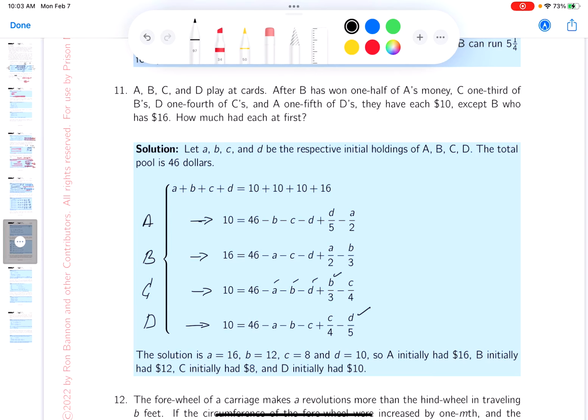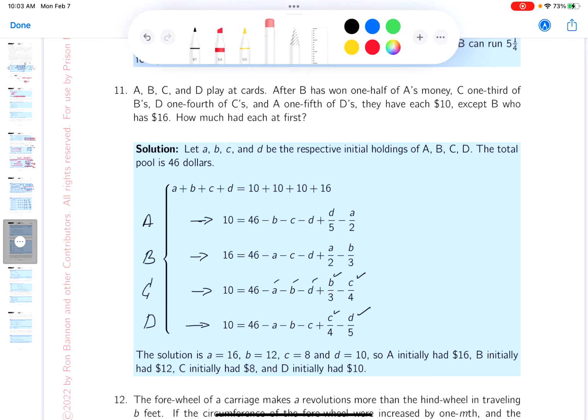A, B, and C. B has 1/2 of A's money. C has 1/3 of B. I got that. Oh, D took 1/4 of C. That means this guy lost some money over here. All right, so I got C accounted for.